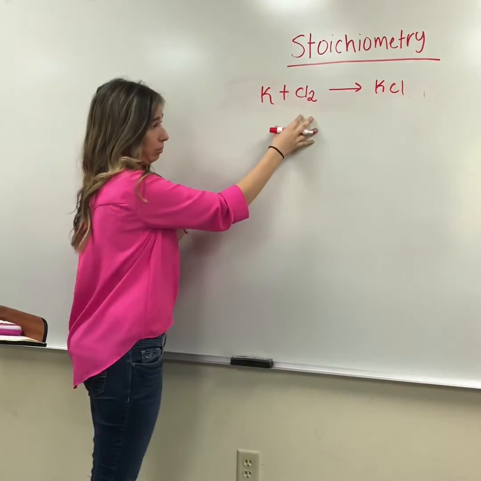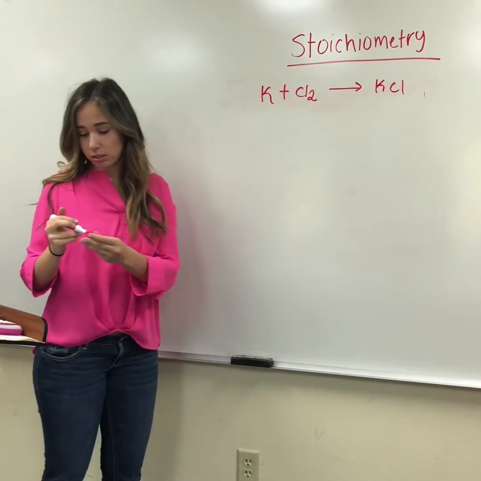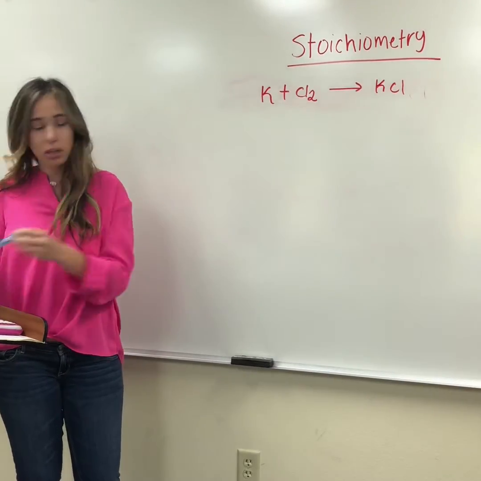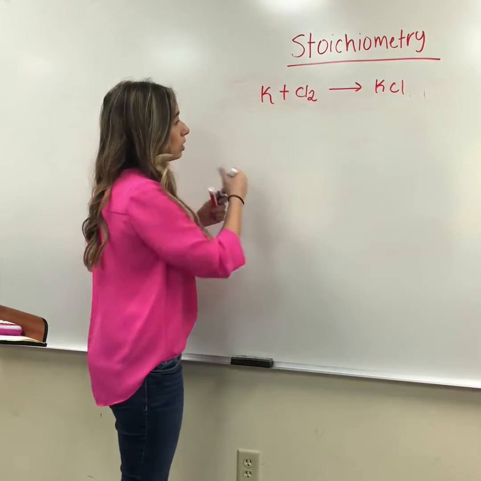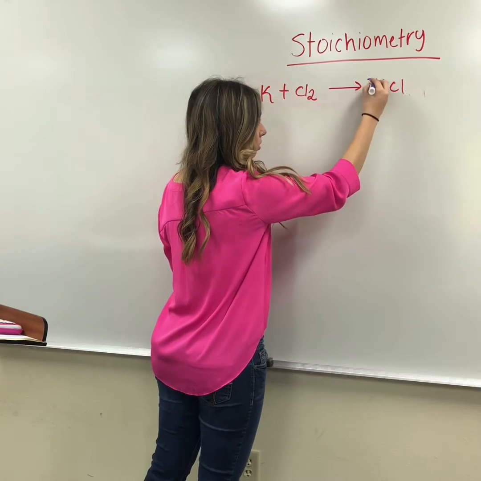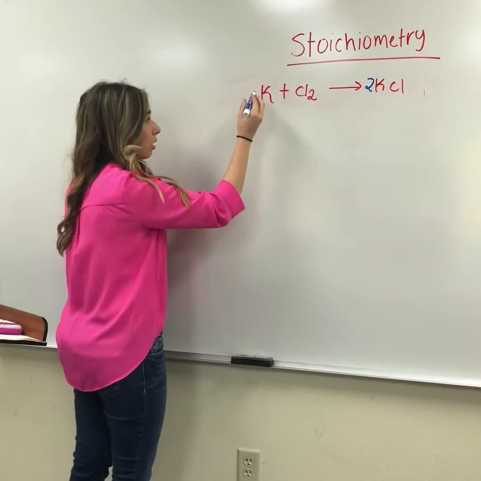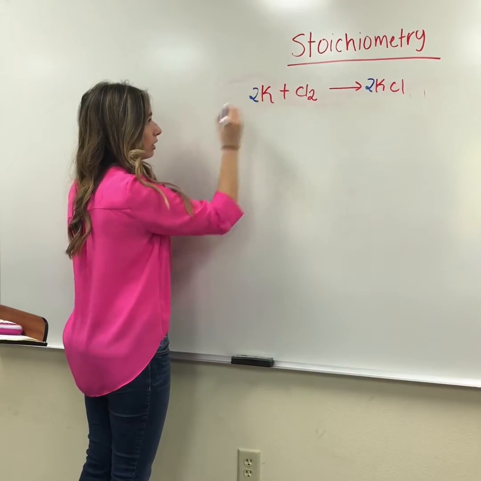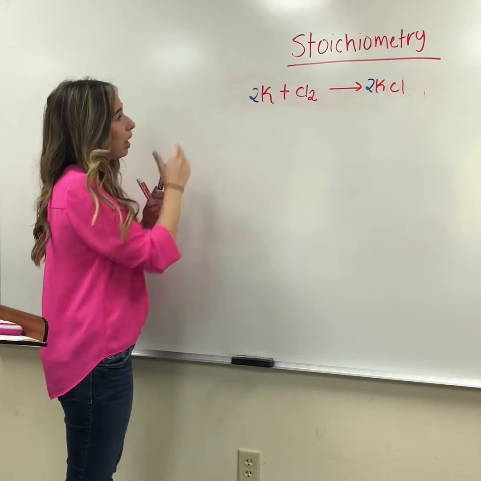Okay, so we see how this is imbalanced. So let's go ahead and balance this. Let me just get a different color marker. So we have 2 chlorines here, so that means we need 2 over here. But then potassium gets 1, so then we have to add 2. Okay, so now it's balanced.